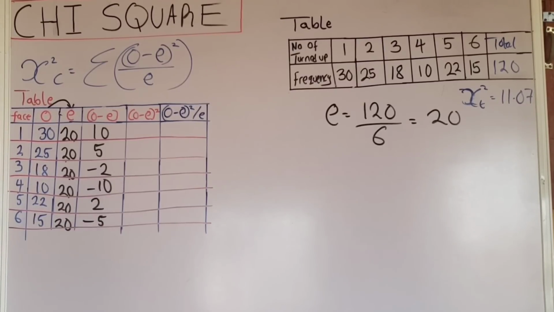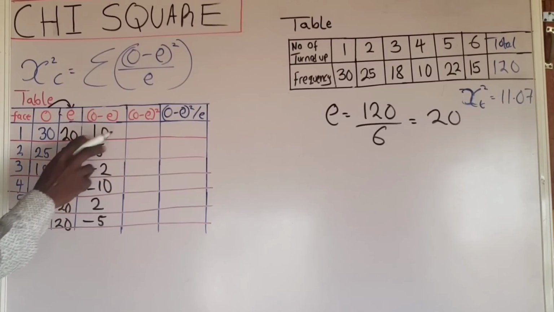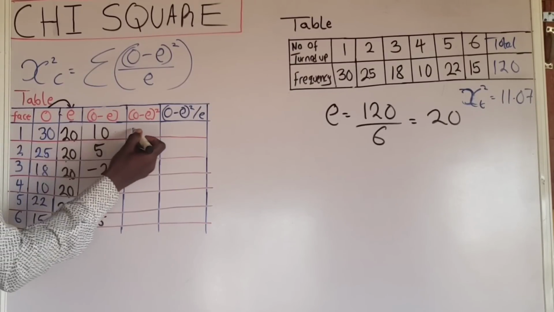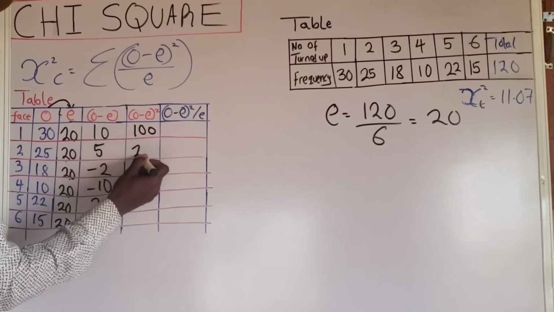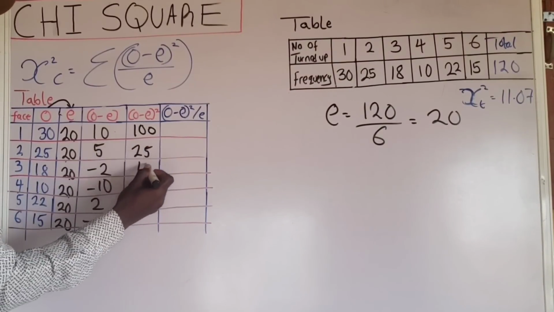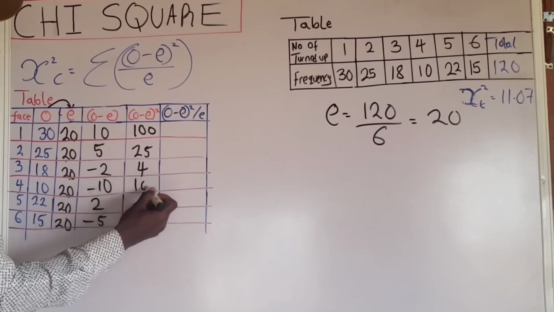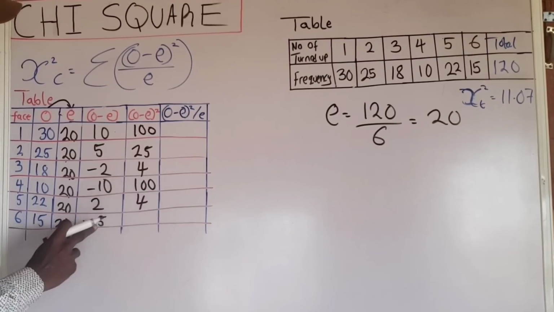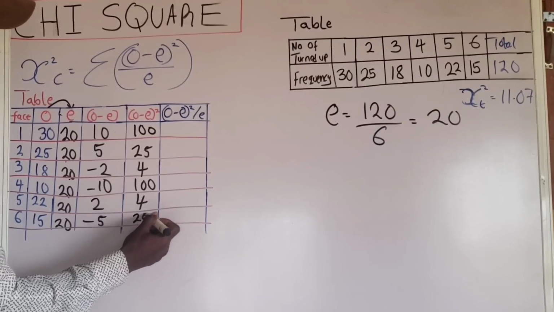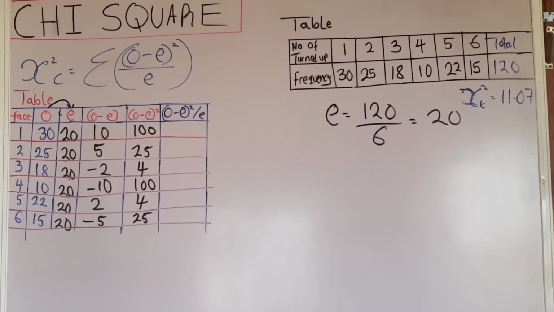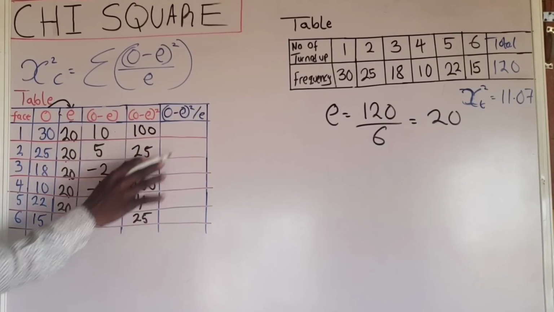Do you understand? Okay, now we need the square of the differences between the observed and the expected. So I'm going to square all these values. 10 squared is 100. 5 squared is 25. Negative 2 squared is 4. Negative 10 squared is 100. 2 squared is 4. Negative 5 squared is 25. Okay, so having gotten the square of the difference between the observed and the expected value, we need to divide all these values by the expected value.